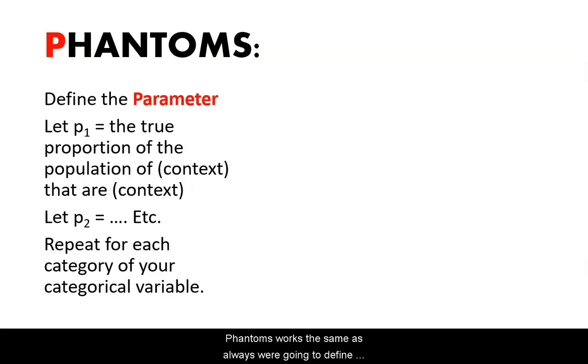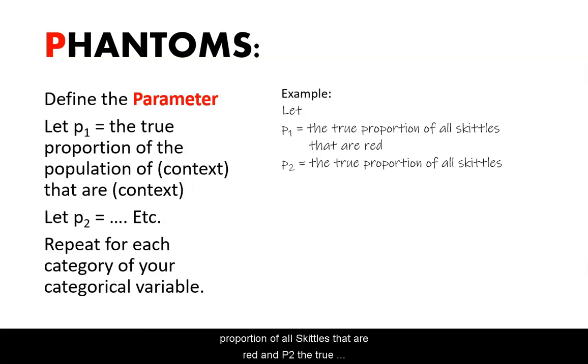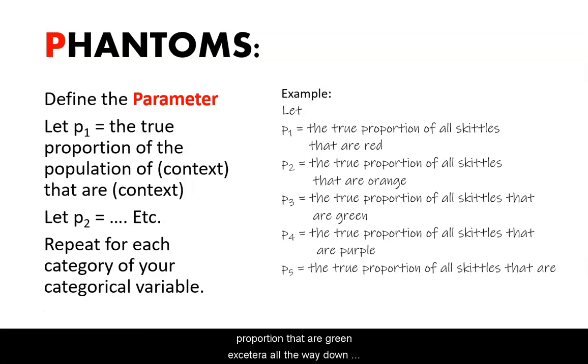So PHANTOMS works the same as always. We're going to define the parameter first off. Since we're talking about proportions and we have several, that means we're going to define several. So let P sub 1 be the true proportion of the population of whatever that are something. And you're going to repeat P2, P3, P4 for each category of your categorical variable. Like let P1 be the true proportion of all Skittles that are red, and P2 the true proportion of all Skittles that are orange, the true proportion that are green, etc. All the way down, one for each of your colors.